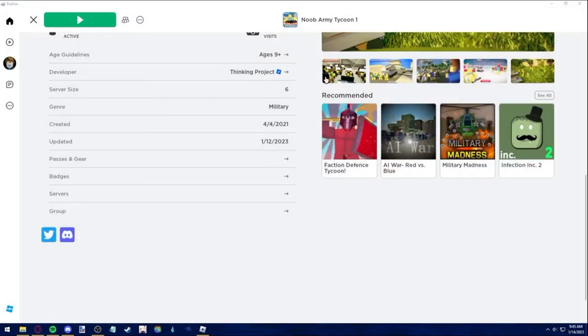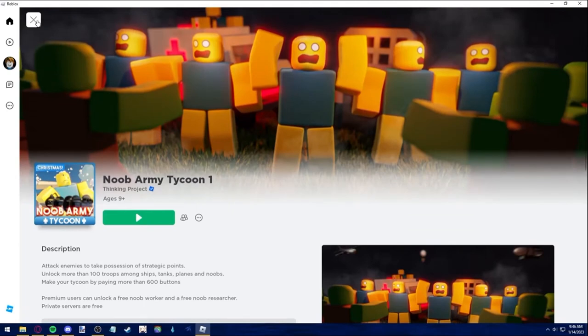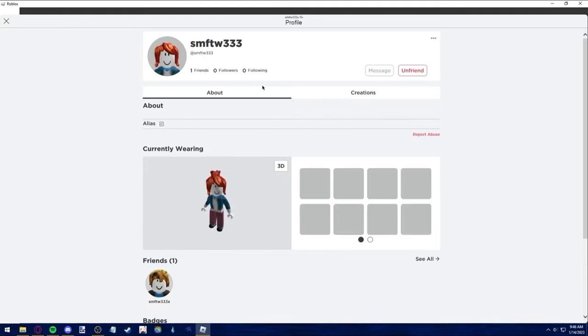However, if you know a specific user who is not your friend and you want to join his or her game or his or her experience, unfortunately there is no way to do that. So this is one of Roblox's features to keep privacy. So you need to be friends with that person or that user to join his or her experience or his or her game.